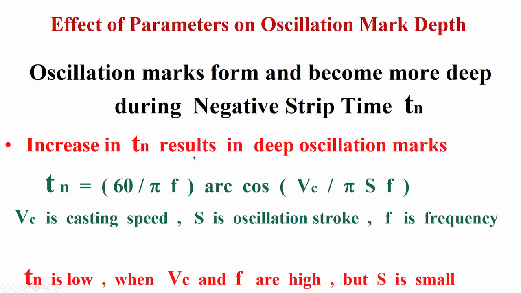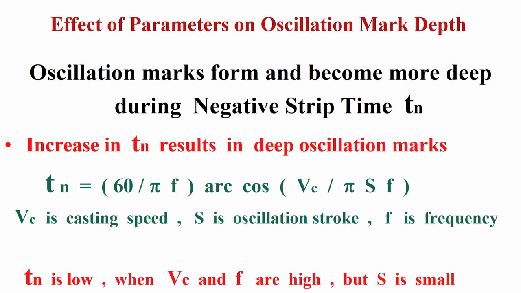Okay. And I have shown you here how we can get lower Tn. Lower Tn is possible when frequency is high, but the stroke is small. So, with these two parameters, that means high frequency and small stroke, and within limitations, if we go for slightly higher casting speed, our depth of oscillation will be relatively small, and which is a normal feature of any cast product. There will be oscillation marks, I am again and again telling. Since there is oscillation, there will be oscillation marks.